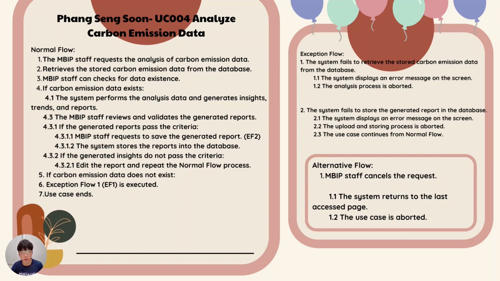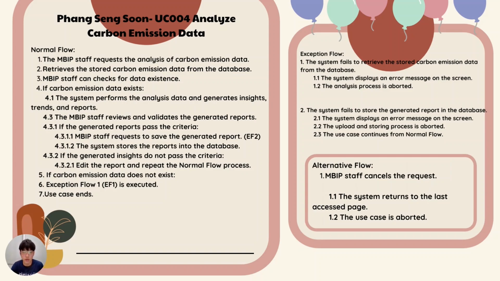Exception flow 1 is basically that the system fails to retrieve the stored carbon emission data from the database. The system will display an error message on the screen and the analysis process will be aborted. Exception flow number 2 is that the system fails to store the generated report into the database. The system will display an error message on the screen and the upload and storing process is aborted. Then the use case needs to continue back with the normal flow again. For the alternative flow, the MPP staff cancel the request for storing the report into the database. Then the system returns to the last accessed page and the use case is aborted.